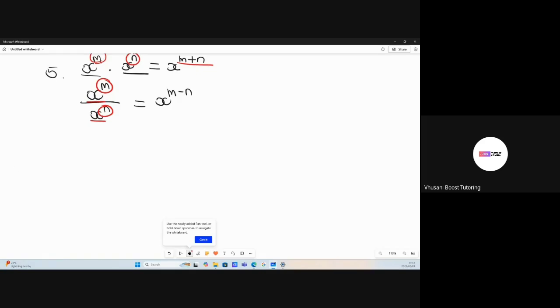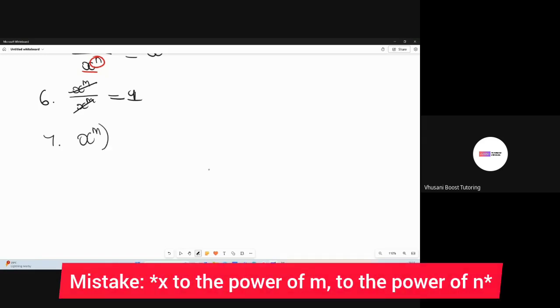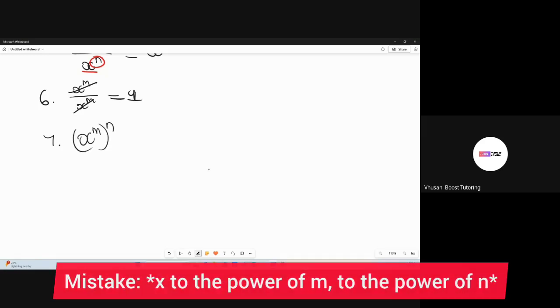Let's just head forward. This one is a pretty simple one. If you have x to the power of m divided by x to the power of m, these cancel out, and you get a positive 1. Pretty basic stuff for now. Okay. Number 7, we have x to the power of m multiplied by n.